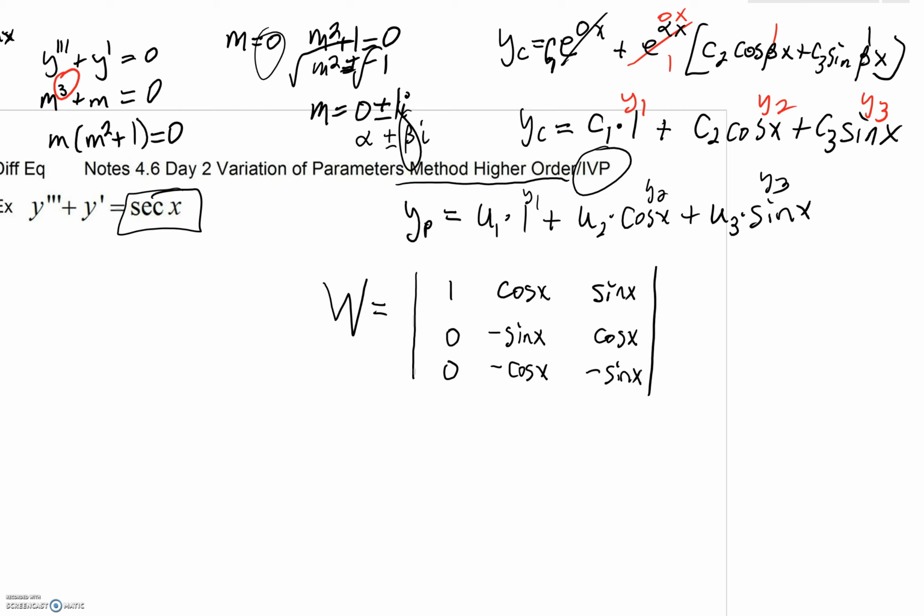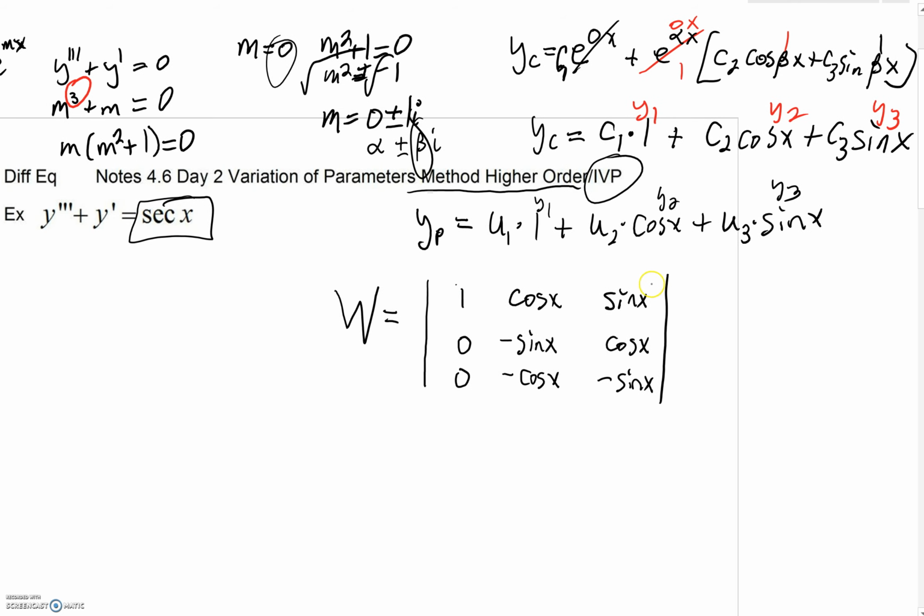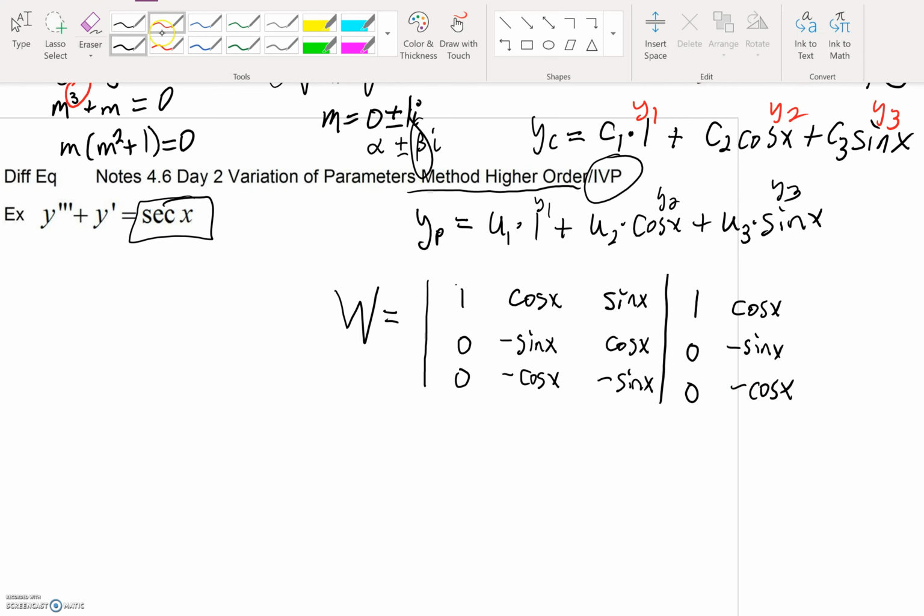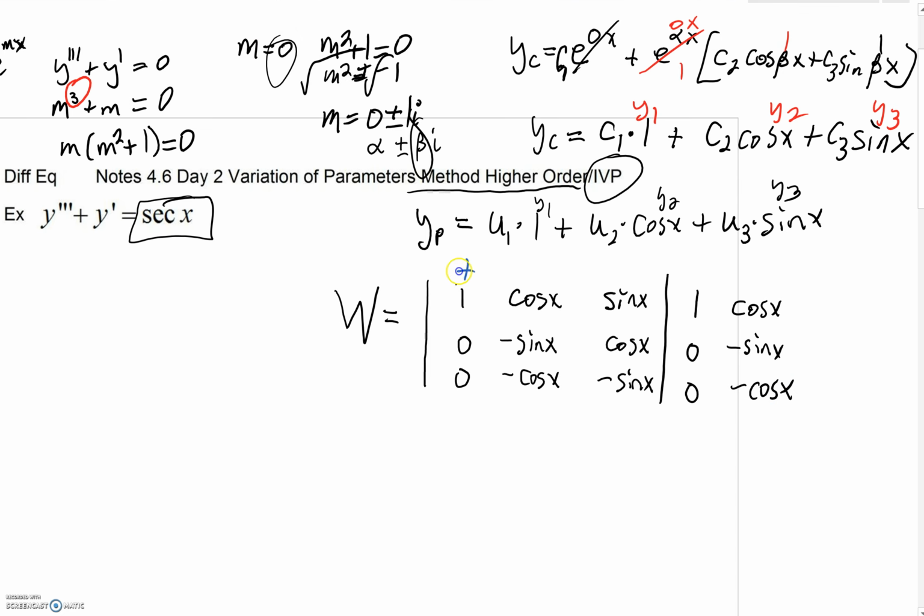And to evaluate a 3 by 3 determinant, copy your first column that goes vertically. We'll say 1, 0, 0. And then copy your second column. That's your cosine of x, negative sine of x, negative cosine of x. Some teachers call this the basket weaving method. You can see why in just a second.